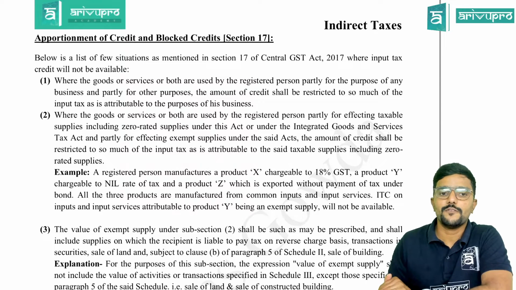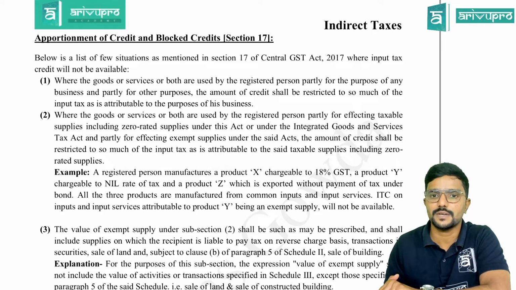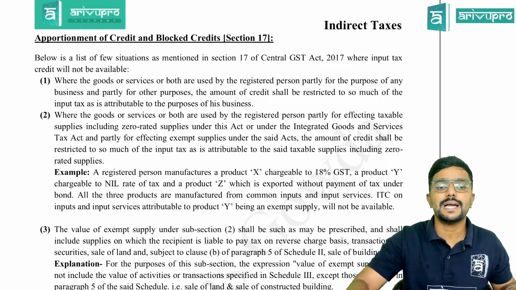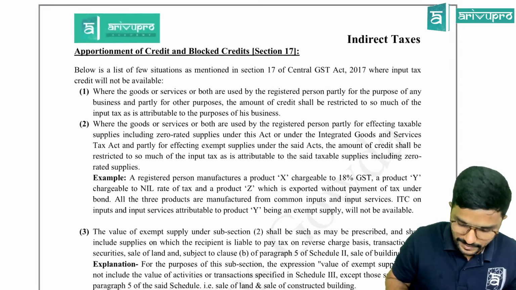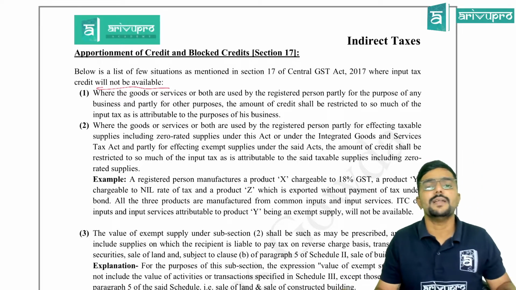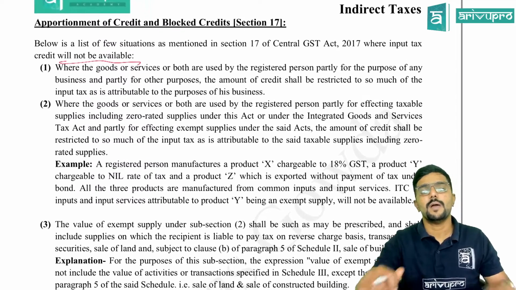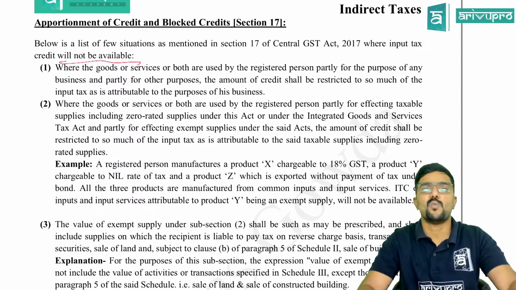Below is a list of a few situations as mentioned in section 17 of the Central GST Act, that is the CGST Act 2017, where input tax credit will not be available. So in the following cases, they are telling credit is not available, guys. In the following cases, credit is not available. Which are those? Subsection 1.